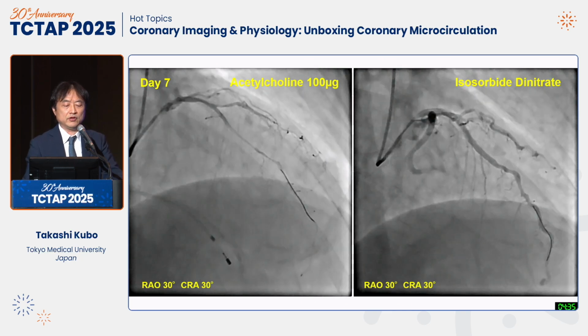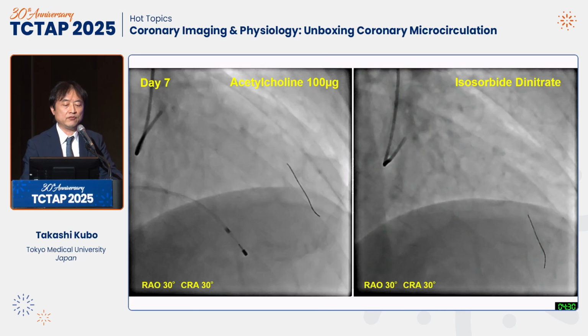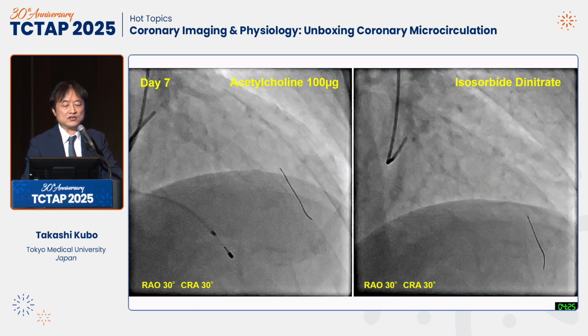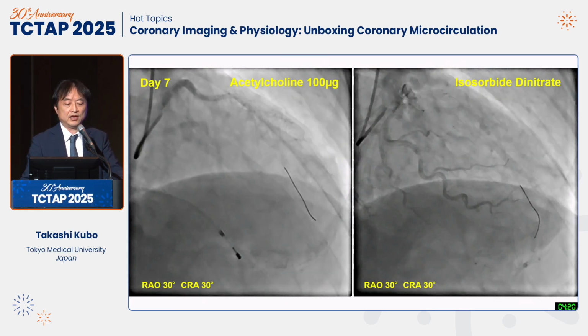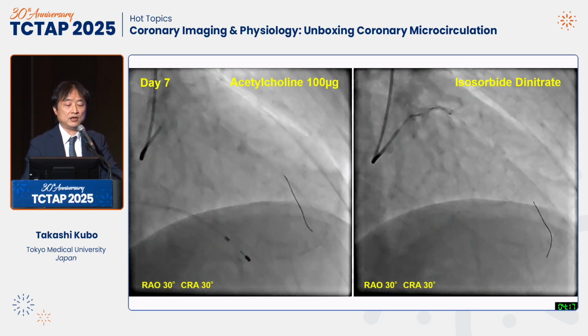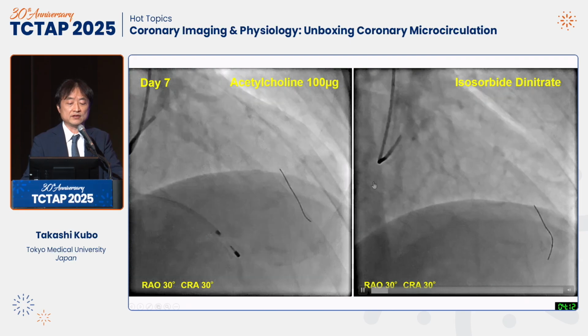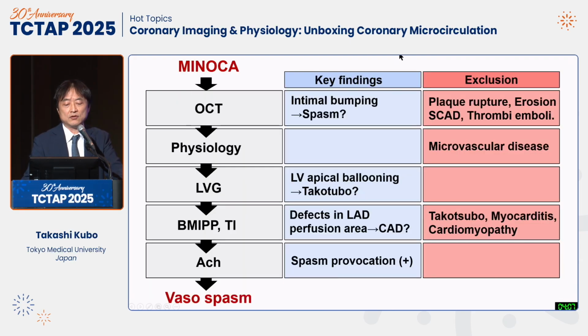On day 7, we performed coronary angiography and the vasospasm provocation test. Acetylcholine injection into the LAD significantly induced vasospasm in LAD, consistent with the OCT-detected intimal bump. So we concluded that this case might be MINOCA due to coronary spasm.